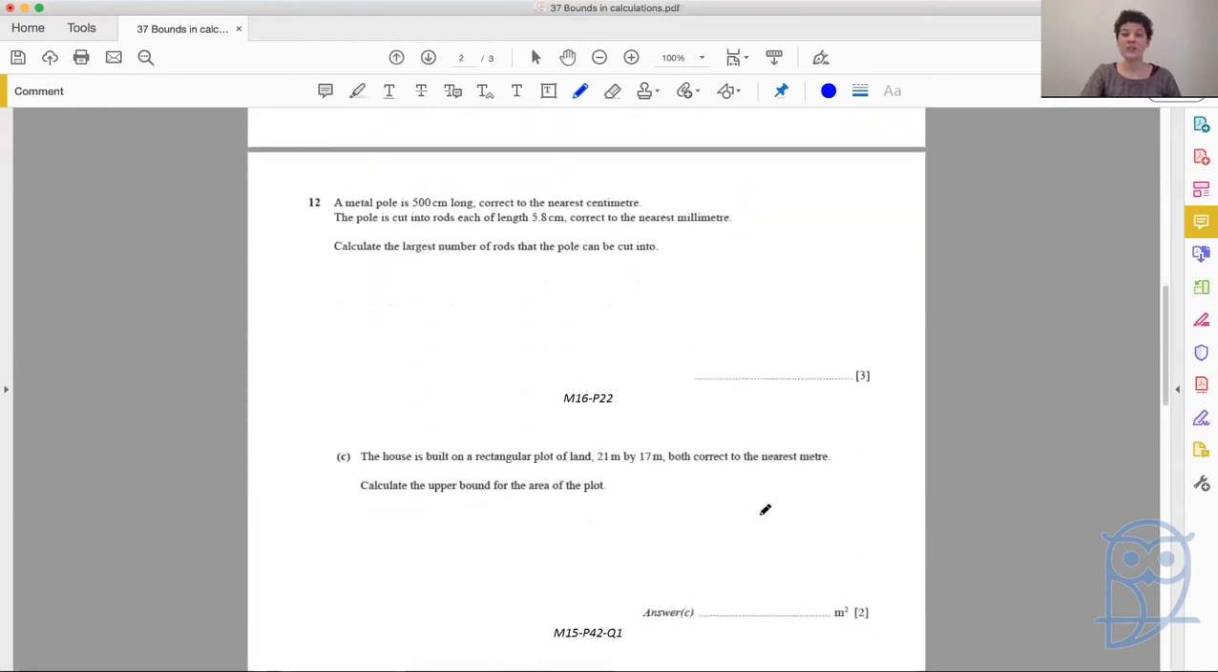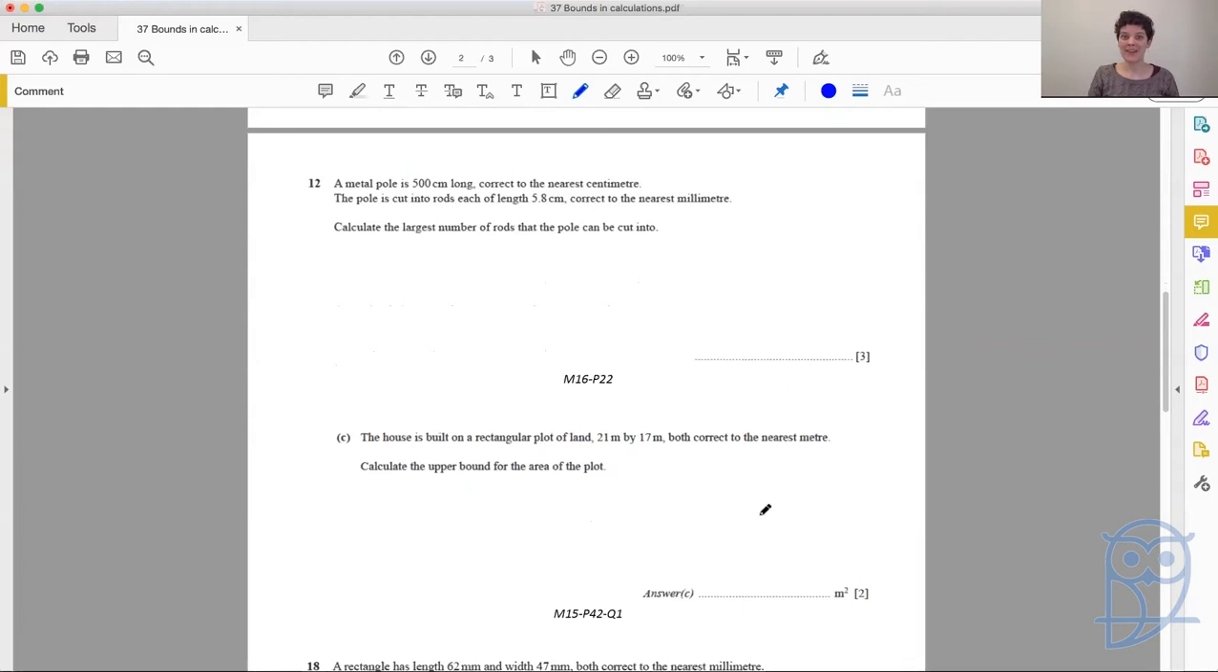So moving on to something again, where you ought to be awake. A metal pole is 500 centimeters long, correct to the nearest centimeter. So this one is plus minus 0.5 centimeters. The pole is cut into rods, each of length 5.8 centimeters, correct to the nearest millimeter.